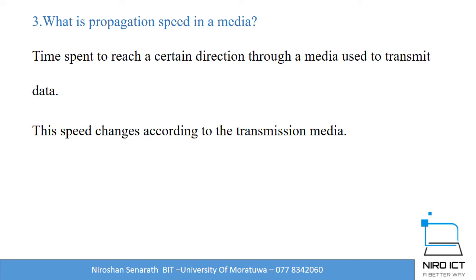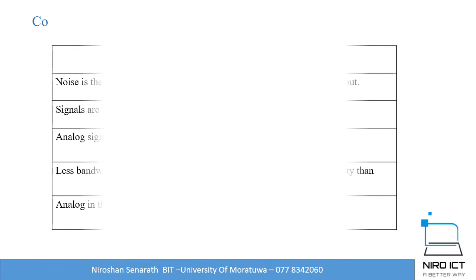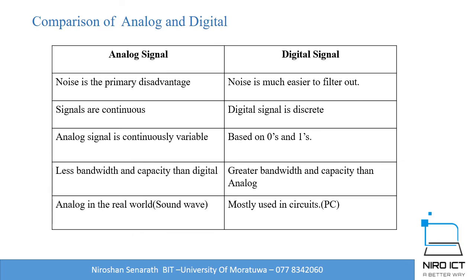When you talk about guided media, fiber optics are used to transmit waves as light waves, and that is the best data transmission media in the world. Comparatively, propagation speed is different from each other. The time spent to reach a certain direction through a media used to transmit data is simply called propagation speed. That's all. Let's learn some comparisons of analog and digital signals.